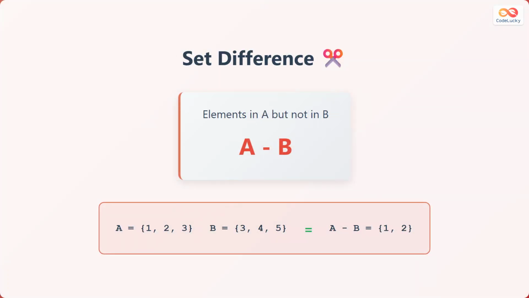The difference between two sets is an operation that finds the elements that are in the first set, but not in the second set. The difference between set A and set B, denoted as A minus B, includes only the elements that are in A but not in B. For example, if A is equal to the set containing 1, 2, and 3, and B is equal to the set containing 3, 4, and 5, then A minus B is equal to the set containing 1 and 2.